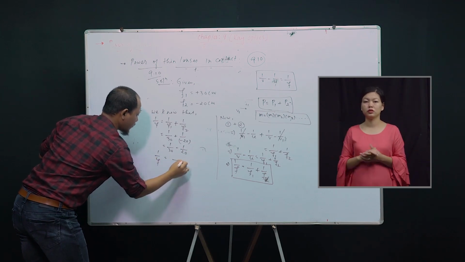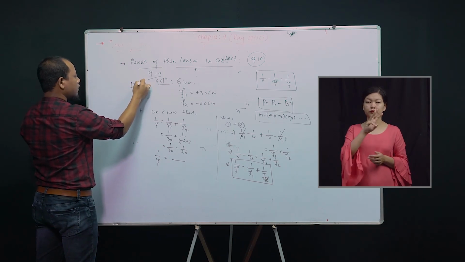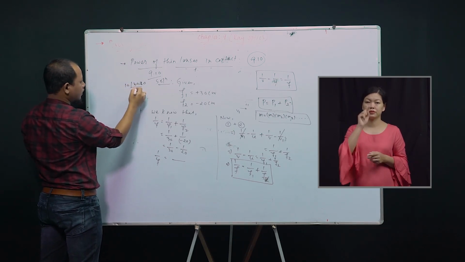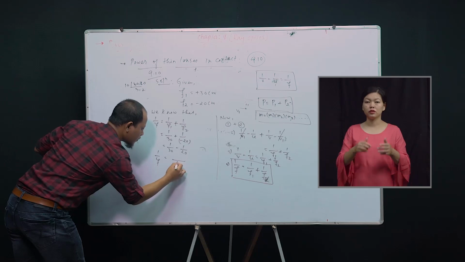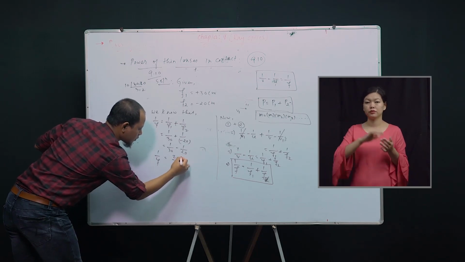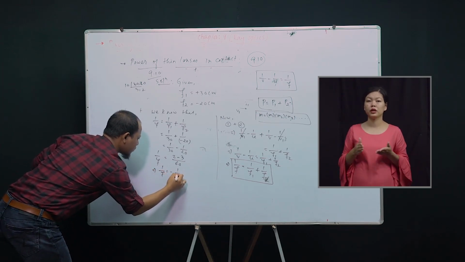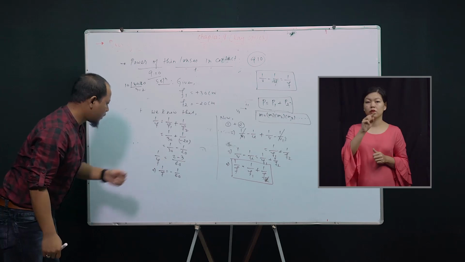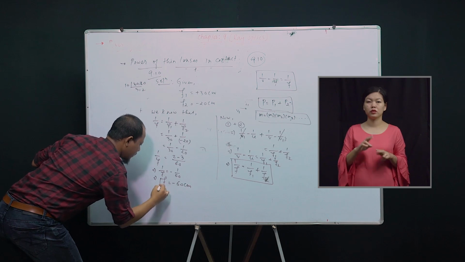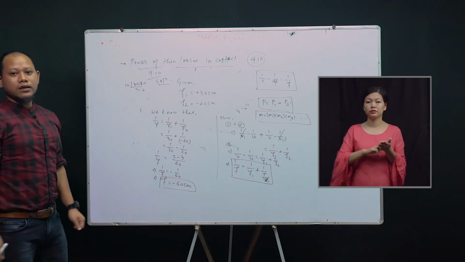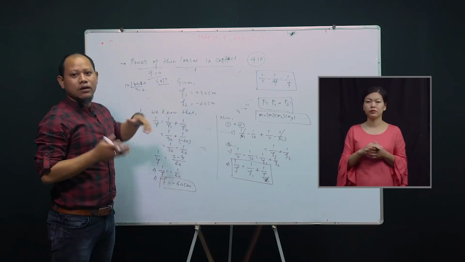So 1 by f. What is the LCM? Let's find out the LCM of 30 and 20. I can divide by 10, so 3 and 2. It comes out to 60. So 2 minus 3, and from here I get minus 1 by 60, because 3 is the bigger number. From here I need the value of f, so it will be minus 60 centimeter. This minus 60 centimeter is the focal length of the equivalent lens, or combination of lenses.